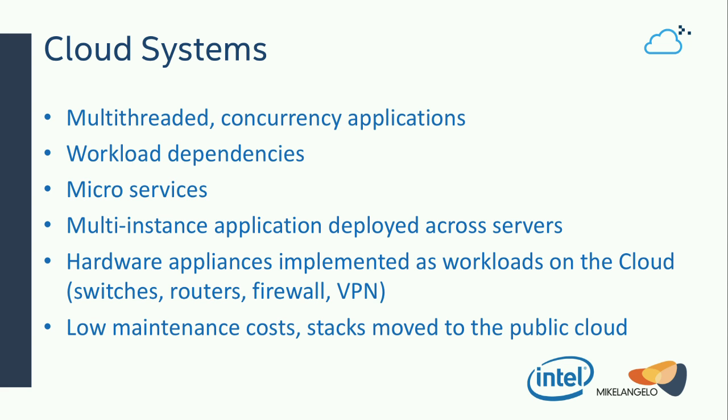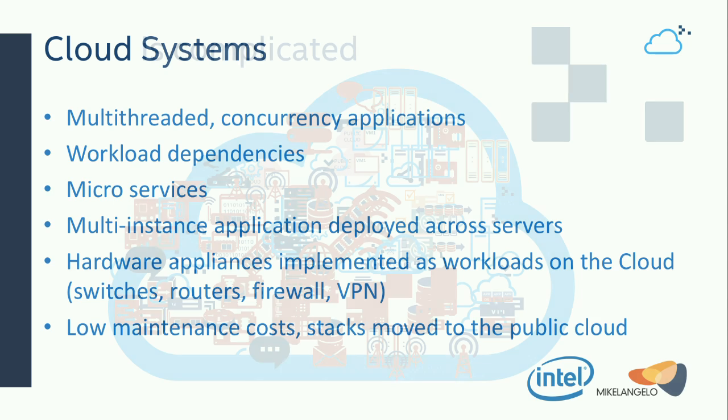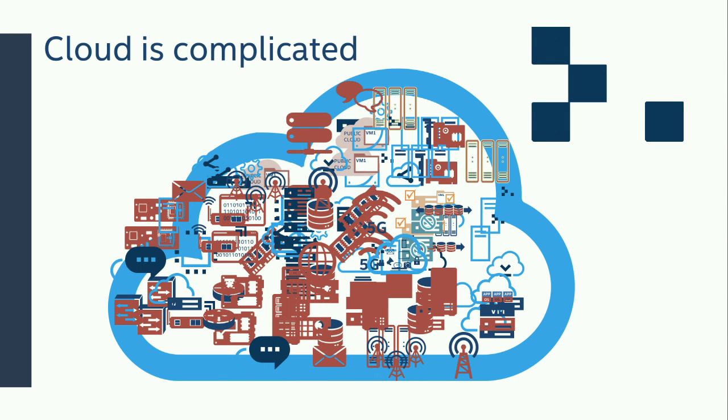And what comes with the cloud is a lower maintenance cost, and some of the stacks were moved to the public cloud, when security is not a big issue. Because of the many dependencies on the cloud, and the lots of problems and multiple layers, when you have your hardware devices and also the software, and on top of that virtual networks on Open vSwitch, and on top of that OpenStack, KVM, and all of that, cloud became a complicated system.